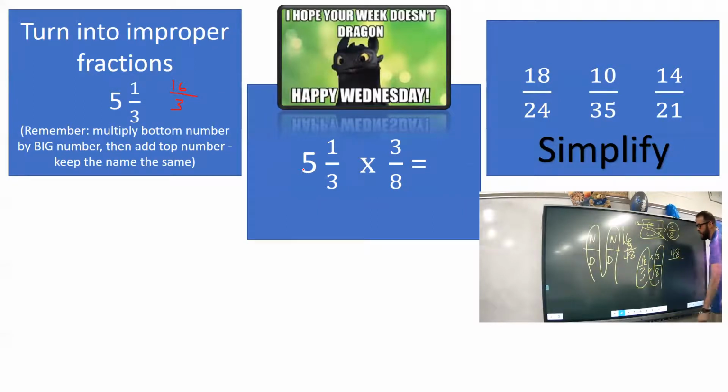And then 8 times 3 is 24. Now, how many 24s are in 48? Well, 24 plus 24 is actually 48. So that answer is 2.